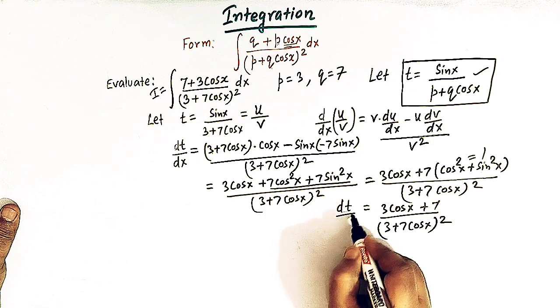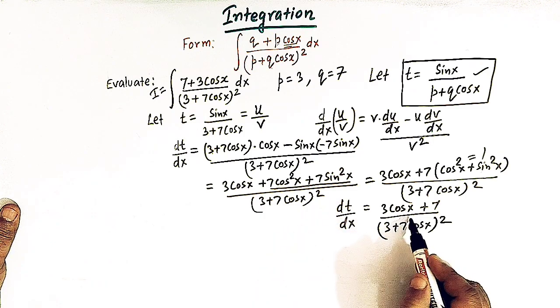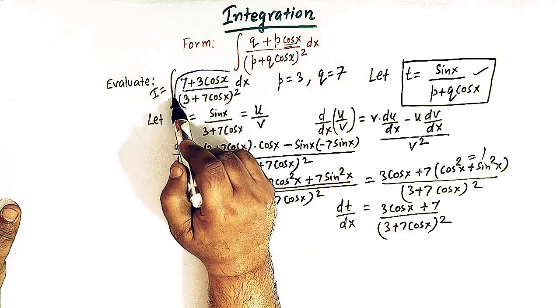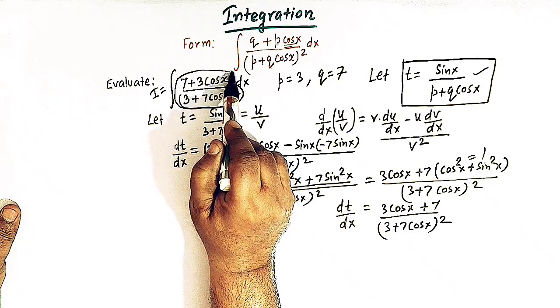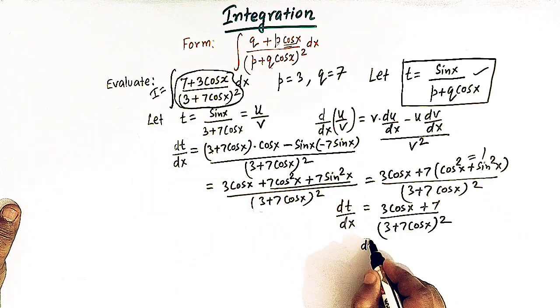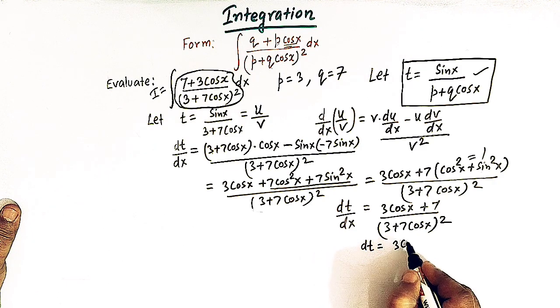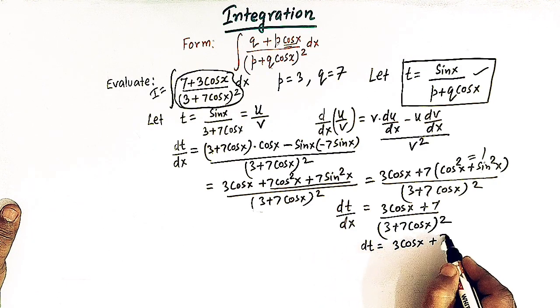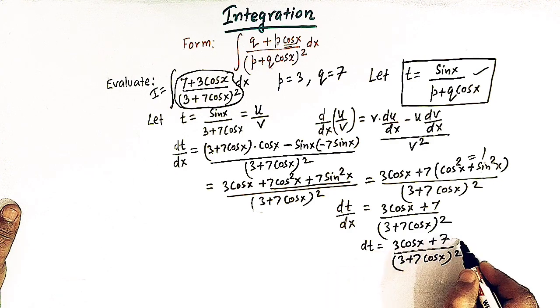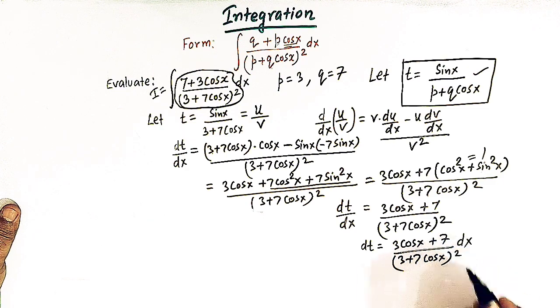So we have dt over dx equal to this expression, and we can easily see that this is our integrand. So now we can write dt equal to (3 cos x plus 7) divided by (3 plus 7 cos x) whole square, times dx.